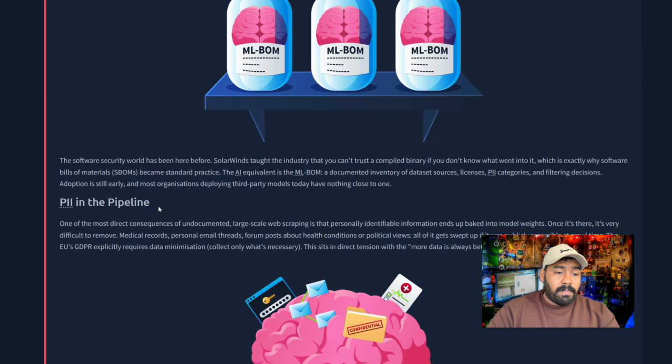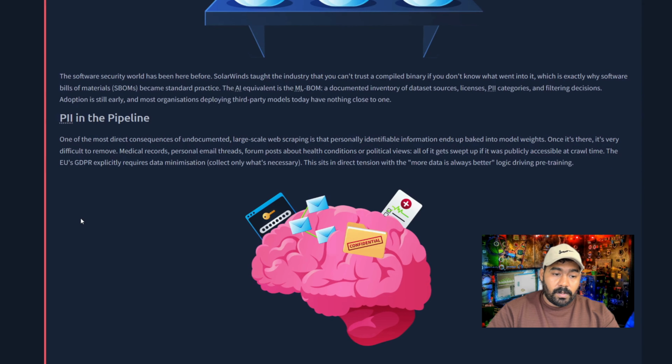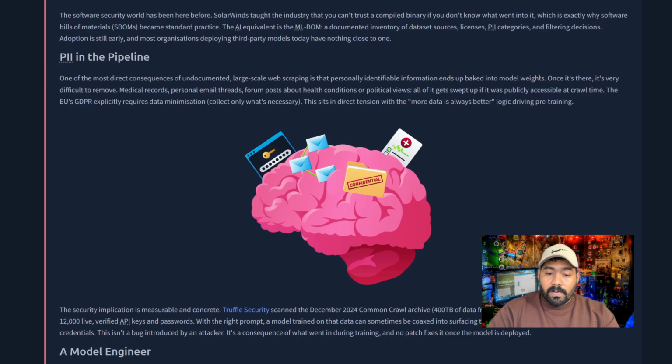And PII in the pipeline. Now the room gets to the scariest part, because we are going to talk about PII. One of the most direct consequences of undocumented large-scale web scraping is that personally identifiable information ends up baked into model weights, where it is very difficult to remove. Medical records, personal email threads, forum posts about health conditions or political views, all of which get swept up because it was publicly accessible at crawl time.